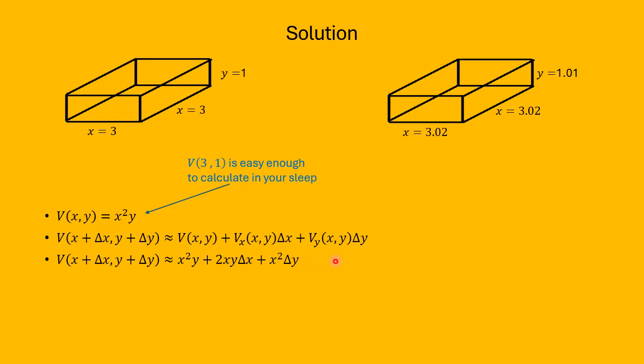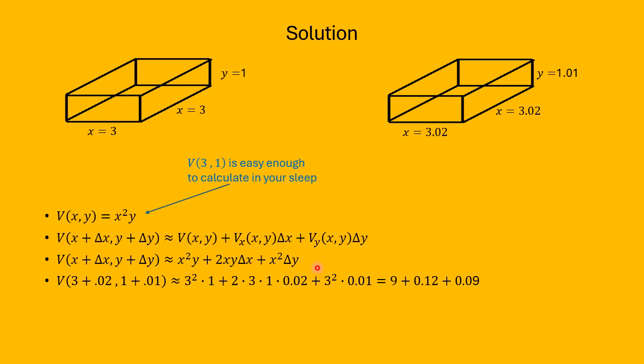So now we're ready to start substituting in some numbers. We'll let x be 3 and y be 1, because v of 3, 1, remember, was very easy to calculate. According to this approximation formula, v of 3 plus 0.02, the delta x, 1 plus 0.01, the delta y, is what? x squared y is 3 squared times 1. 2xy is 2 times 3 times 1, times delta x, which is 0.02. Plus x squared, which is 3 squared, times delta y, which is 0.01.